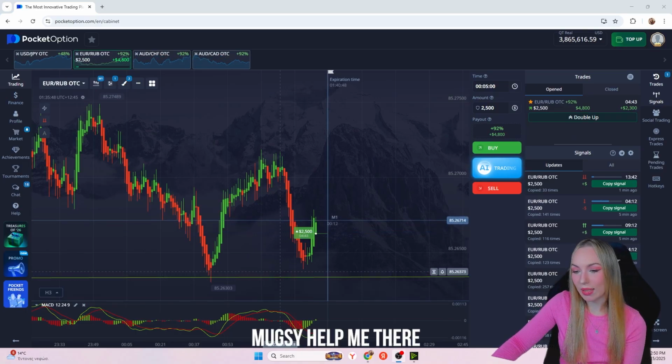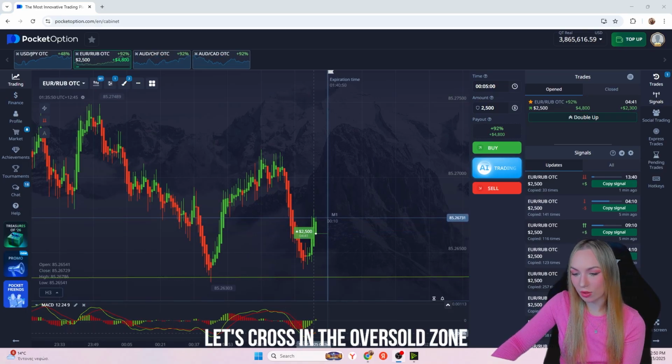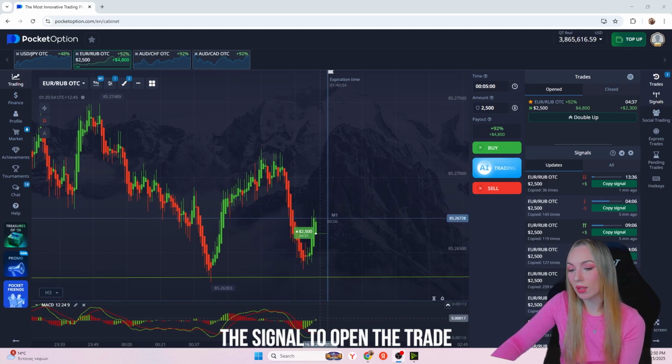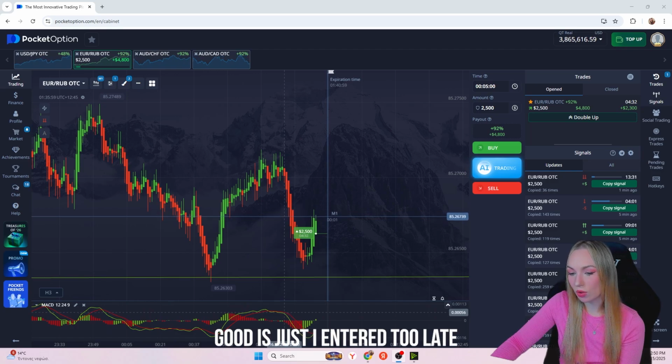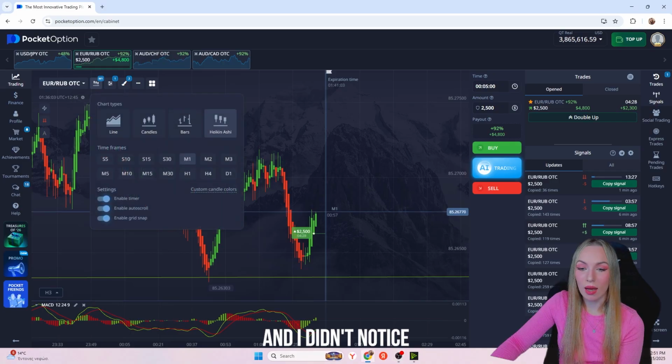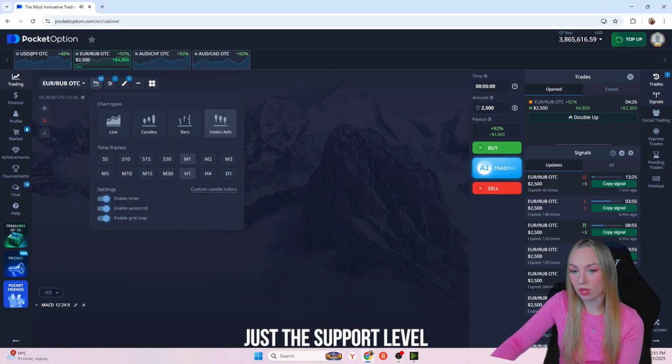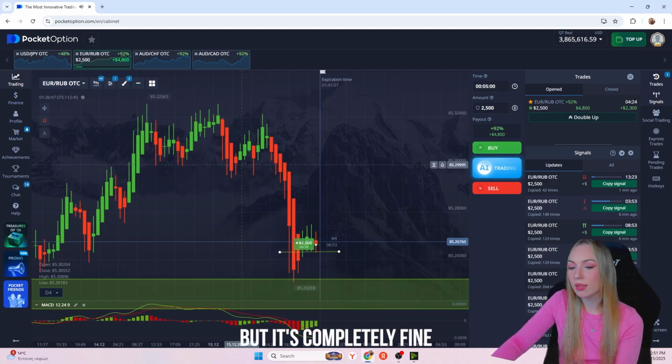And again, the MACD helped me there. MACD lines crossed in the oversold zone, so for me it's the signal to open the trade in the upward direction. I would say that this signal will also be good. It's just I entered too late, and I didn't notice this support level, but it's completely fine.